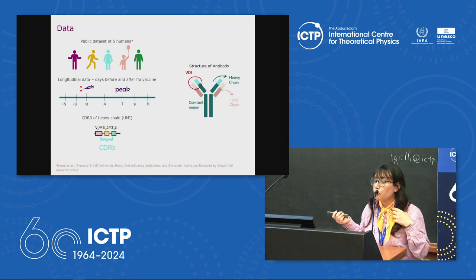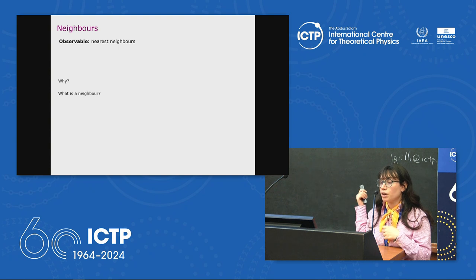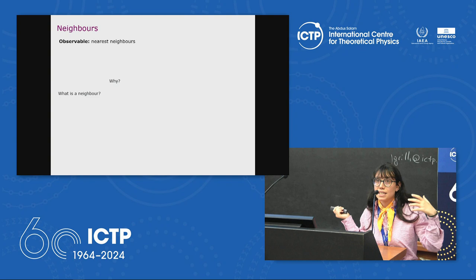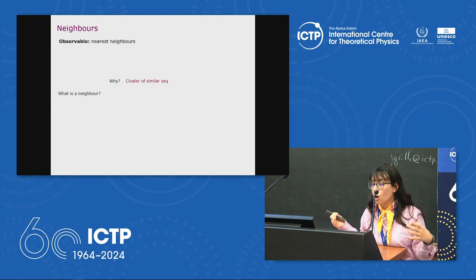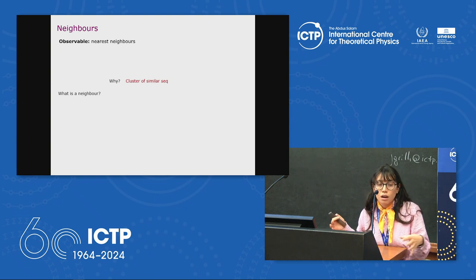So which are the features that we decided to study? We decided to focus on nearest neighbors. Why? It is reasonable to think that during the immune response, the cells that react to the antigen start to proliferate and mutate, so we will end up with a big, dense cluster of similar sequences. We want something to detect this expansion of a highly connected cluster.